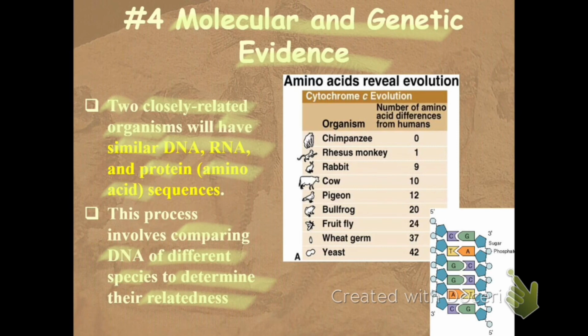So chimpanzees have 0 amino acid differences from humans. A rhesus monkey has 1 amino acid difference, and a rabbit has 9. Which of those 3 are we the most closely related to? Chimpanzee. Yeah, because the amino acids are the same. That's crazy.